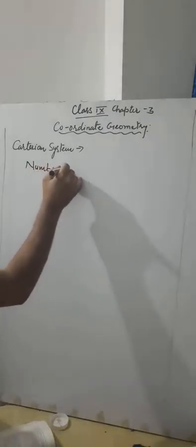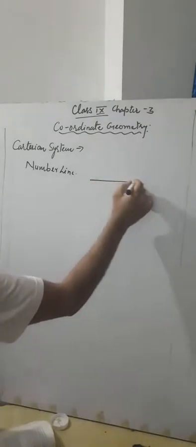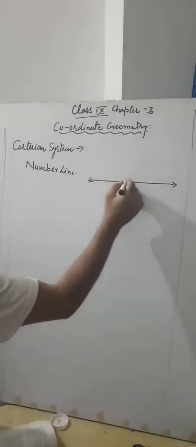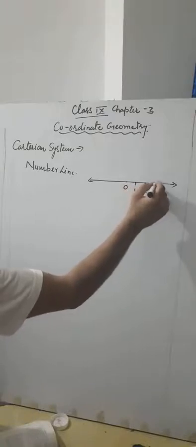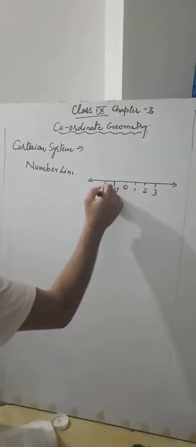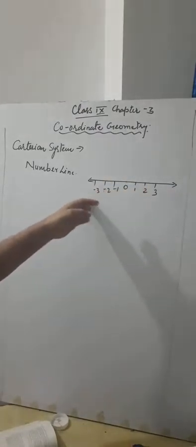Class 9th, Chapter 3rd, Coordinate Geometry. Now we will discuss Cartesian system. As we know that number line: zero, 1, 2, 3 and so on, and -1, -2, -3 and so on.